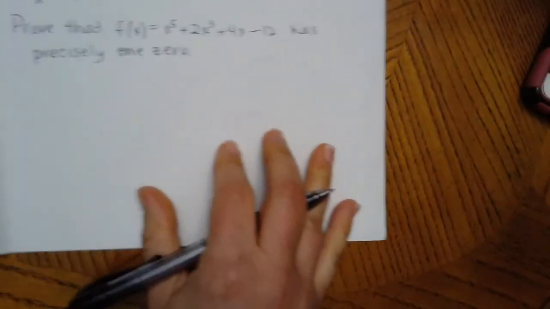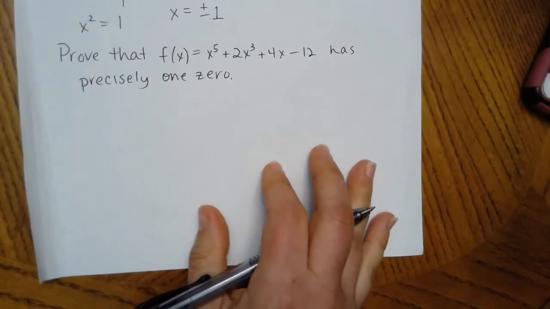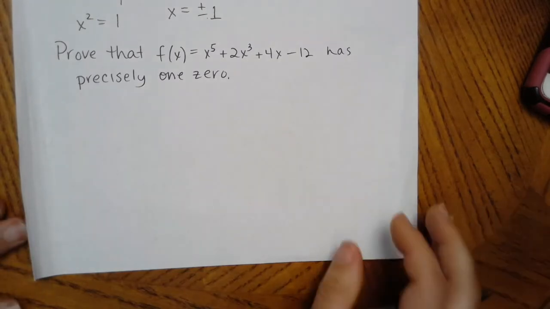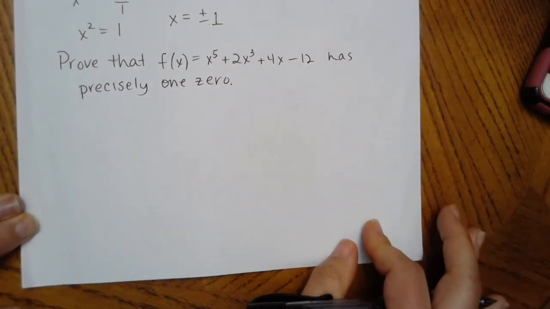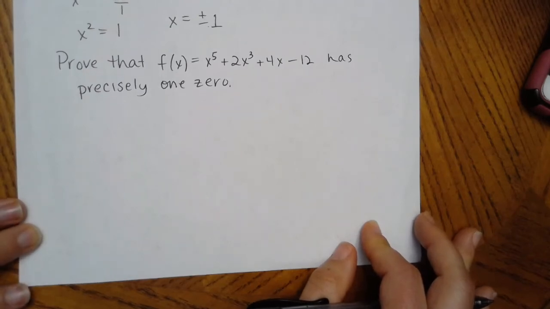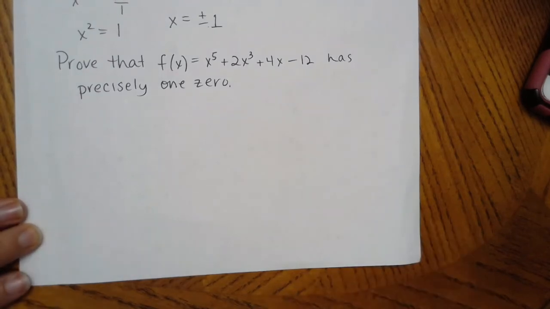So we're going to prove that f of x equals x to the 5th plus 2x cubed plus 4x minus 12 has precisely 1 zero. So we're going to go back a little bit. First I need to show that it has 1 zero. Now I don't need to find the exact one. It just says precisely 1 zero. So I'm going to go back and pull out the intermediate value theorem here.